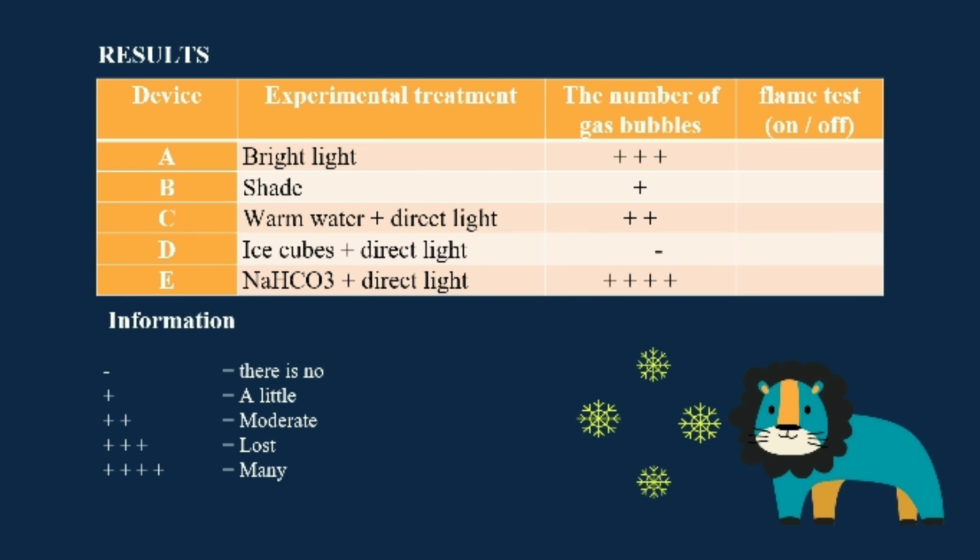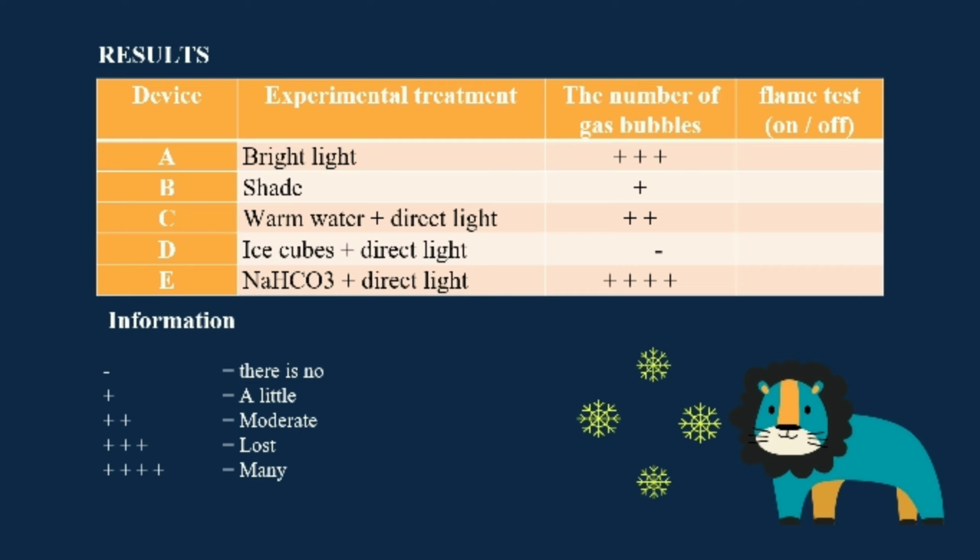Results. Tube A. Experimental treatment: low light. The number of gas bubbles is small. Tube B. Experimental treatment: direct light. The number of gas bubbles is a little. Tube C. Experimental treatment: warm water and direct light. The number of gas bubbles is moderate.